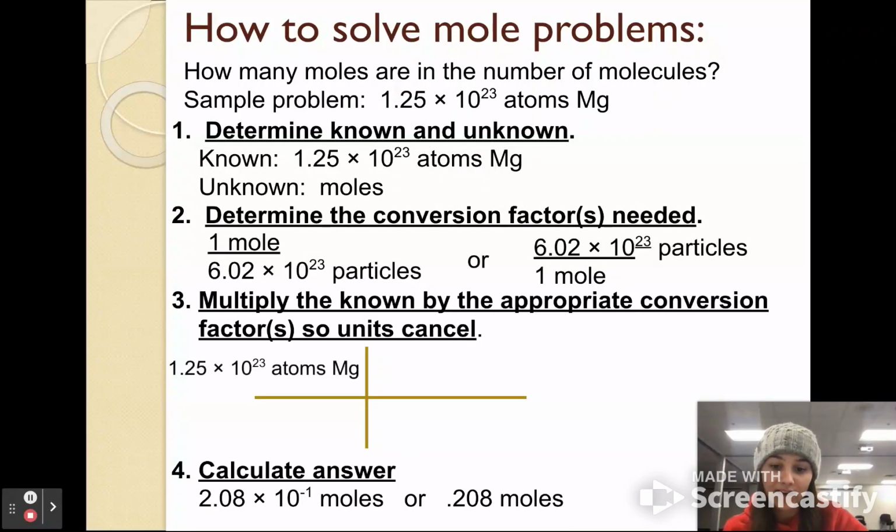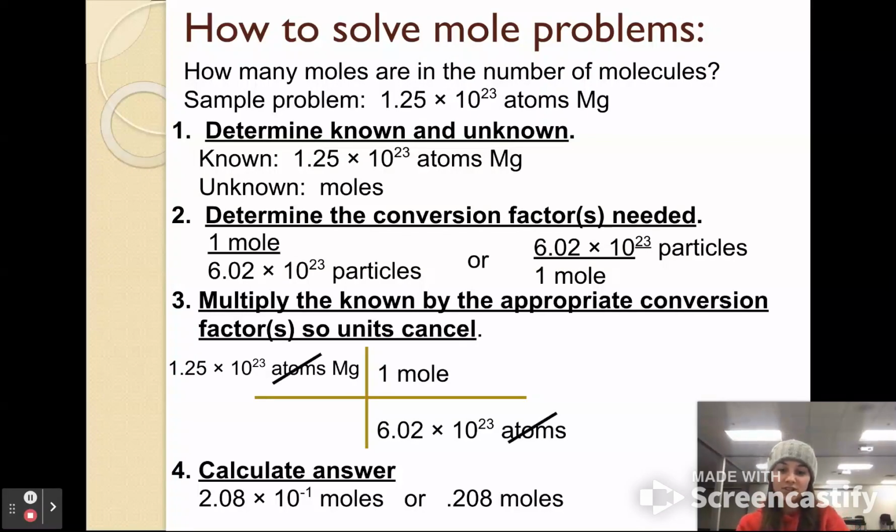Which is perfect. Aha, here's my work. We just did it backwards. So here's how this should look. I have my conversion factors. My atoms are going to cancel. I'm left with moles. So when I calculate my answer, when I multiply everything on the top divided by everything at the bottom, I get 0.208 moles.